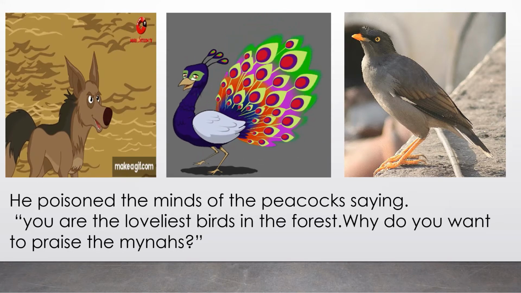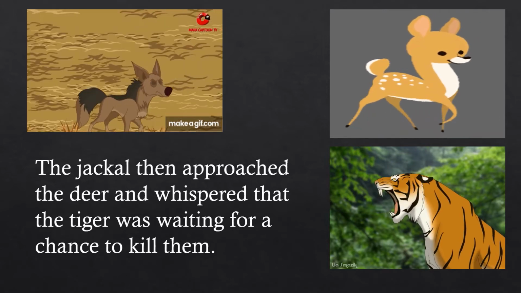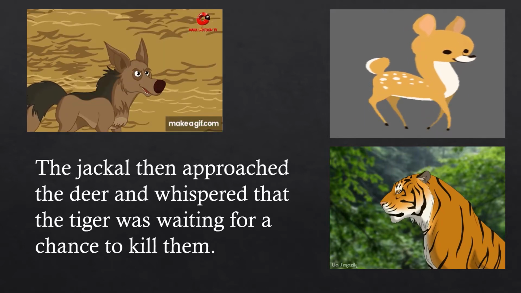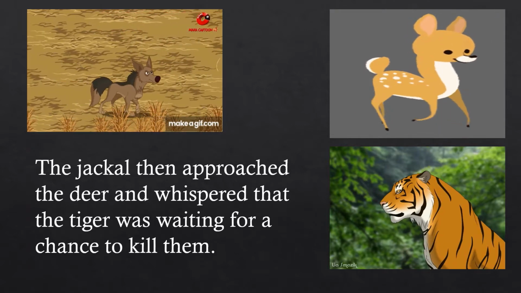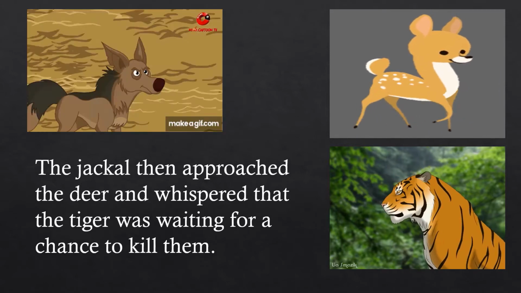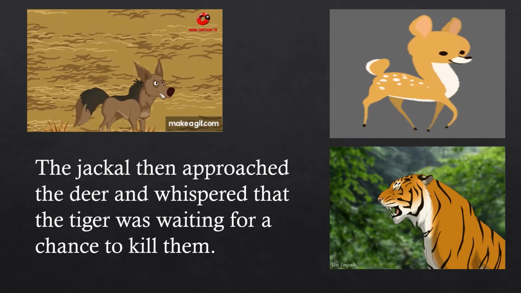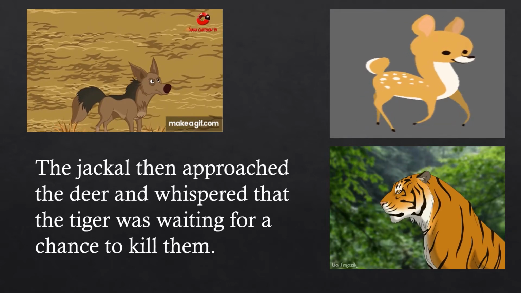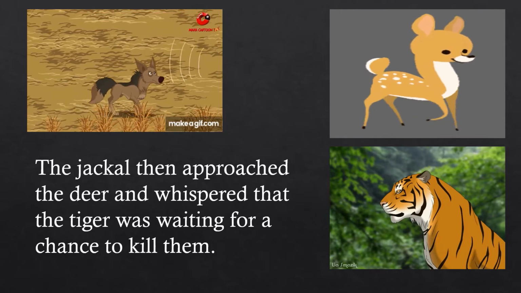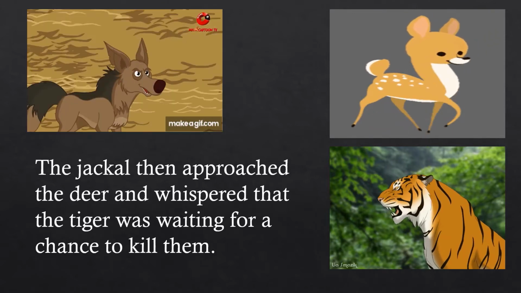The jackal then approached the deer and whispered that the tiger was waiting for a chance to kill them. Whispered means speaking with a low voice. Normally we share secrets in others' ears by whispering, speaking with a low voice. So the jackal met the deer and whispered in its ear that the tiger is waiting for an opportunity to kill the deer. So he poisoned the mind of the elephants, the peacocks, and now the deer.